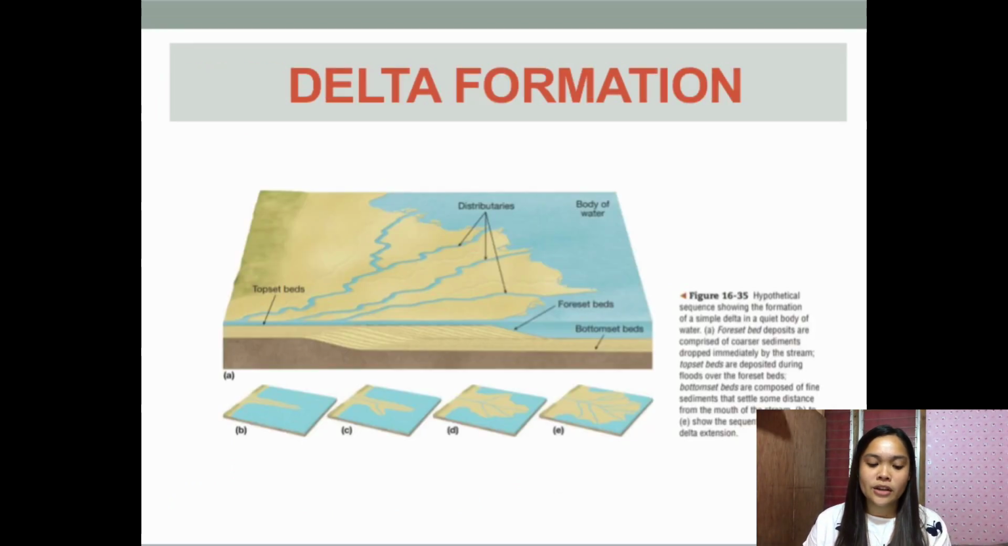Delta formation. A delta is a wetland that forms as rivers empty their water and sediment into another body of water, such as the ocean, a lake, or another river. Although very uncommon, a delta can also empty into the land.